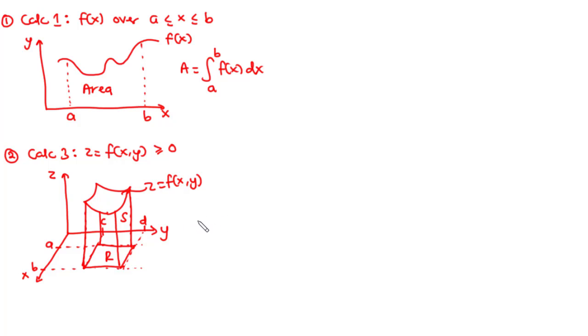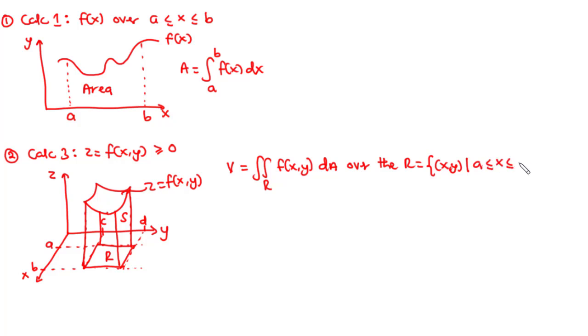Now, in this lesson, primarily, we are going to focus on finding the volume of the solid enclosed between the surface given by z equals f of xy and the rectangular region R. So the volume of this solid V is given by the double integral over the region R of the function f of xy dA, where the region R is given by the set of all ordered pairs xy such that a is less than or equal to x is less than or equal to b, and c is less than or equal to y is less than or equal to d.